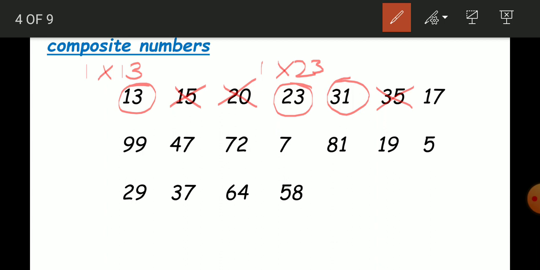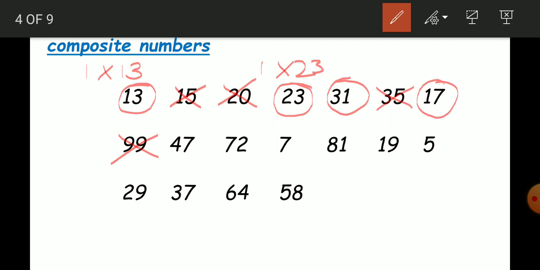17. 17 is a prime number. 1 17s are 17. Only that is possible. Next, if we go to 99, we can easily say, no, other than the 1 table and 99 table, it comes in the 11 table. Yeah, easily you can say it. 9 11s are 99. So it is a composite number.